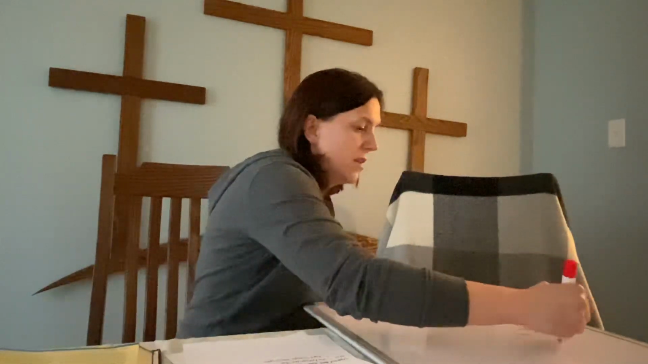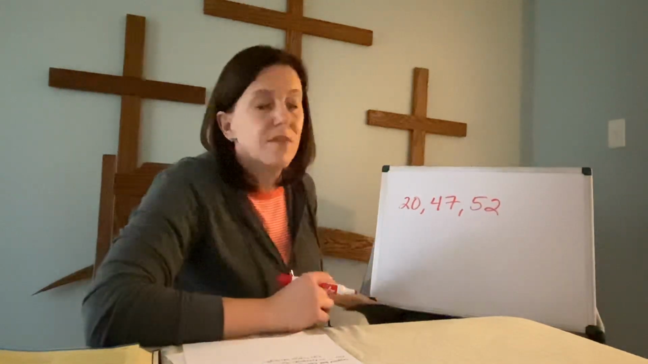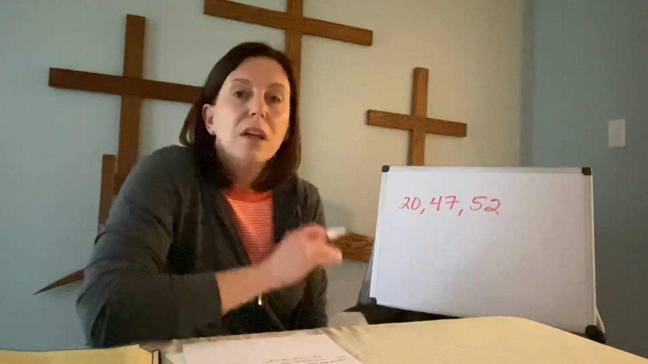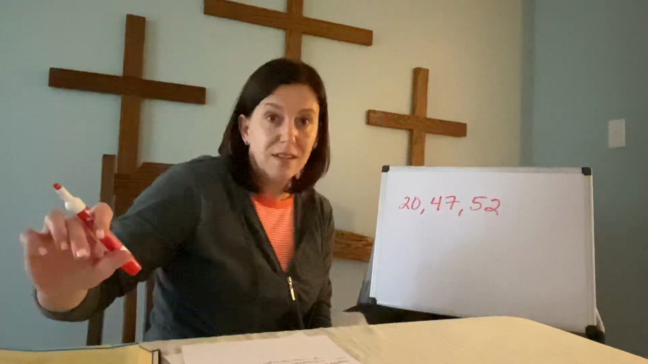Okay, so we have a 20, 47, 52. If those are the three sides, the measurements of the three sides of a triangle, you can tell me, yes, it is a right triangle, or no, it is not a right triangle. I want you to pause the video, use the Pythagorean theorem, and tell me yes or no. Come back when you're ready to talk about it.